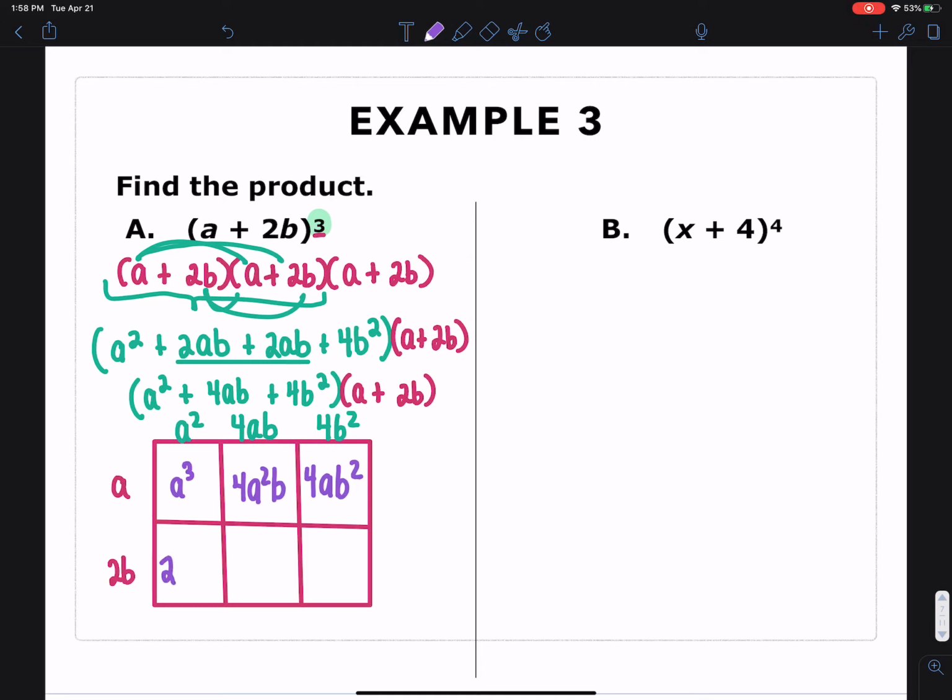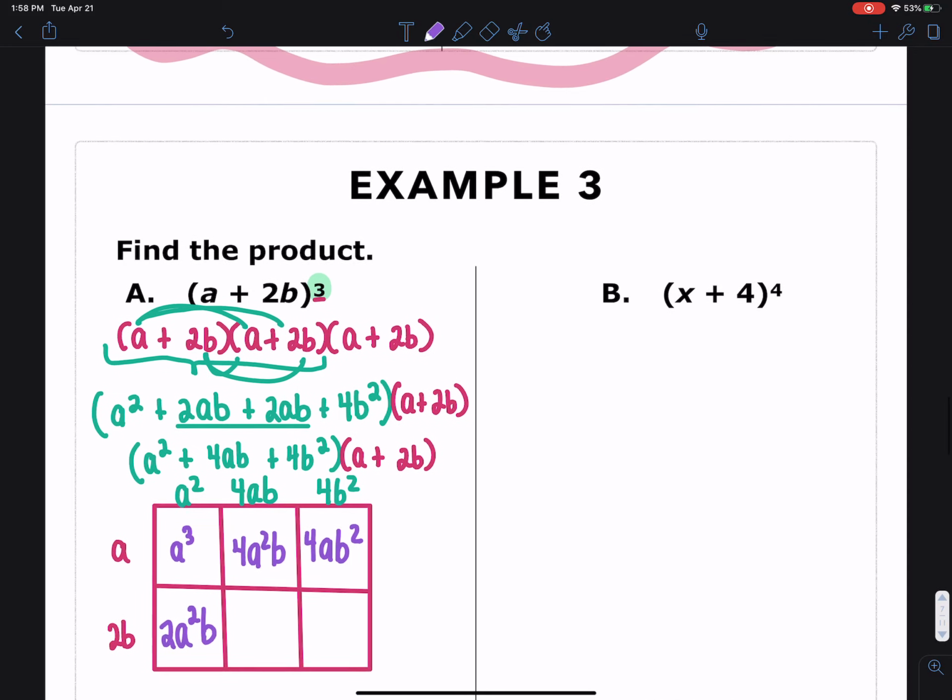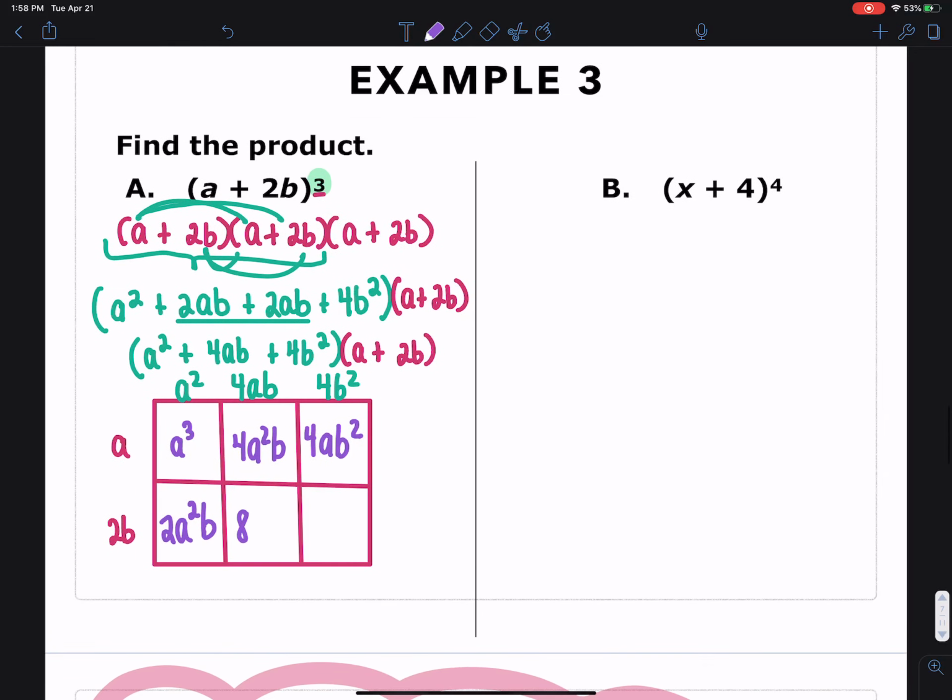Then we would have 2a squared b. And then 8ab squared, because 2 times 4 is 8. B times b squared is going to give us b to the third. And again, we can combine our like terms. So the highest exponent on our a term is a to the third. And then if we look again, nicely organized along this diagonal, we have a to the same power, b to the same power, a squared b.